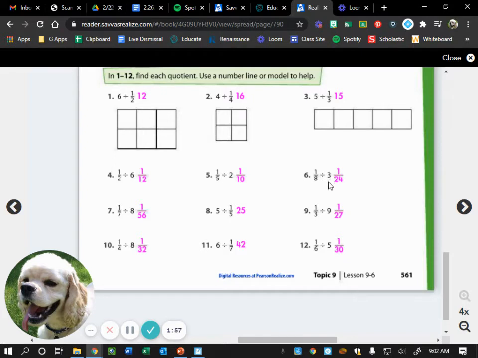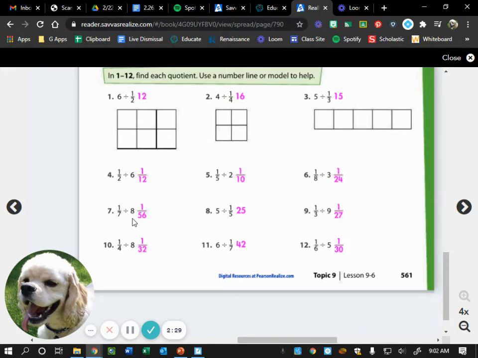And then we had number 6. So again, whole number 3, turn it into 3 over 1. It needs to be a fraction. I keep 1/8 the same, change my division symbol into multiplication. 3 over 1, I flip it so that it becomes 1 over 3. So I have 1 over 8 times 1 over 3. Well, 1 times 1 is 1. 8 times 3 is 24. I can't simplify it anymore, so 1/24 for number 6. Give me a thumbs up if you got number 6 correct. Awesome. We have 3 more.